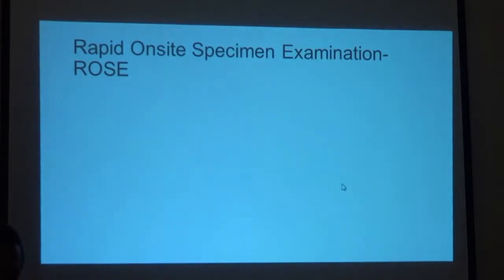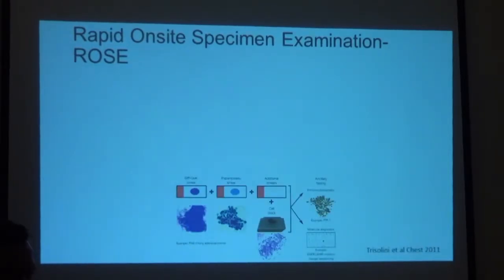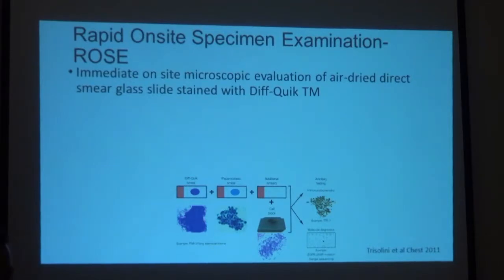So I'll move to discuss now rapid on-site specimen examination. Basically, what it entails is that a pathologist will be present in the room with you while you're taking your samples. So you take your samples, and you use the DiffQuick, so you air dry it, okay? Unlike the typical samples where you don't want it to dry, you want to smear it, and usually right away while it's still wet, fix it in alcohol.